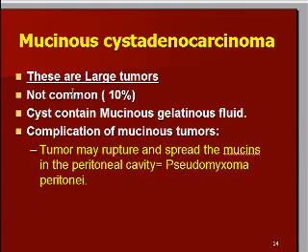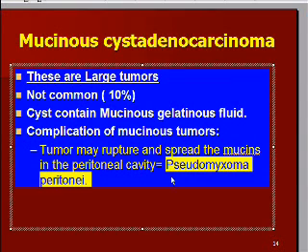And these tumors often rupture because of the huge size. So what could be the complication of this mucinous tumor? It doesn't matter whether it is a benign tumor, borderline tumor or a malignant tumor. All of them can rupture and spread this mucin inside the peritoneal cavity and produce a disease which is known as pseudomyxoma peritonei, producing extensive adhesion in the intestine, and this can produce obstruction. It is a dangerous condition.